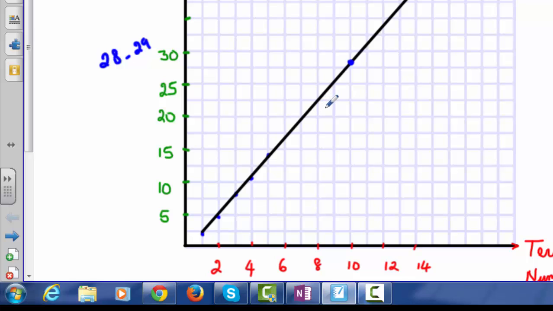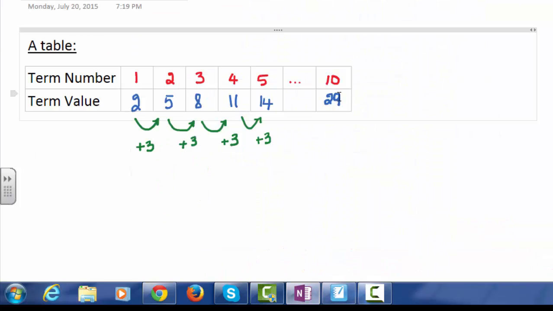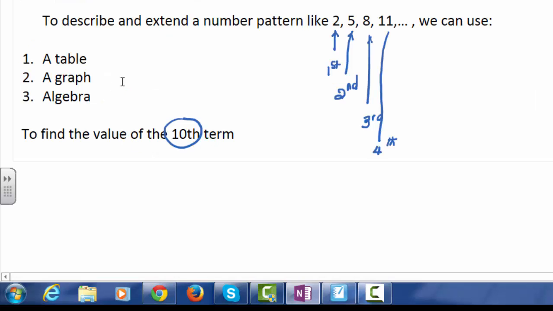So as you can see, the first strategy was a table. We said it's good for small numbers, but if I'm looking for term number 100, it's going to be a headache for me. The second one, if my graph is not perfect, I can get something flawed. I'm not sure, 28 or 29. And from our calculation, you know it's 29. This is the right answer. So again, the second method is not a good strategy. The third one, we call it the algebra method, and this is the perfect one.